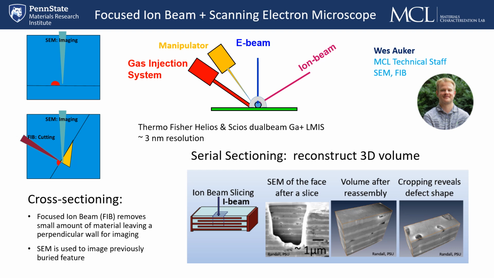And we can remove multiple layers of material, milling back until we find the exact region that we want to analyze further. Or alternatively, we can do serial sectioning in the FIB, taking multiple slices, multiple images in the SEM, and again reconstructing another 3D volume, only at much finer length scales, in this case on the order of maybe 10 microns or so.